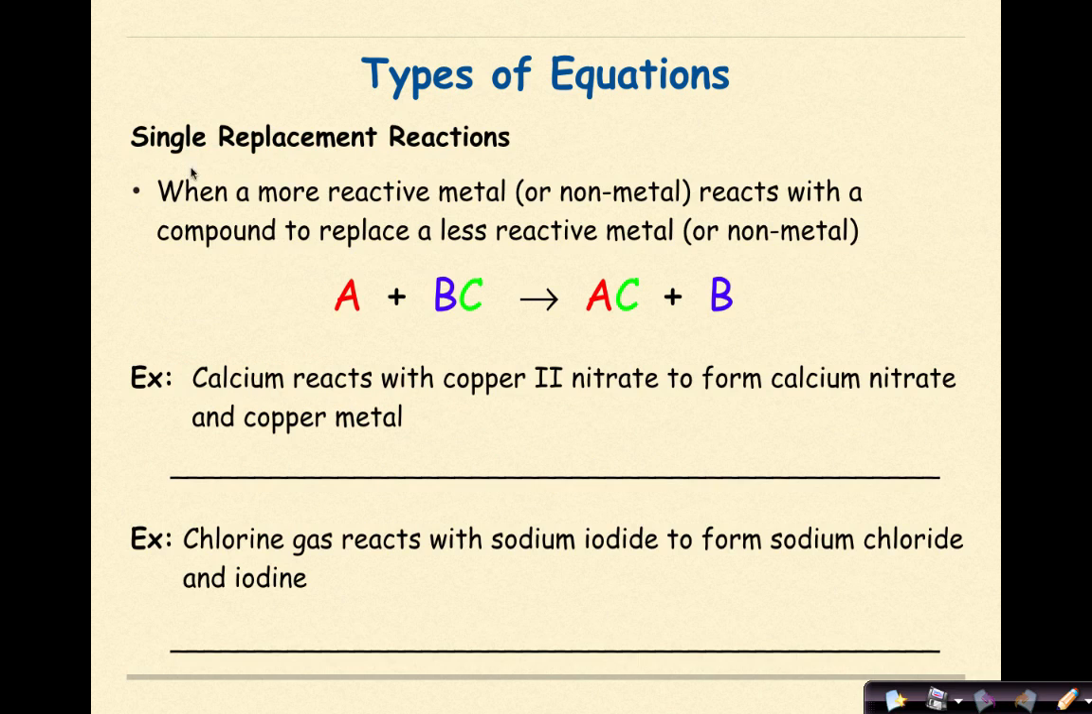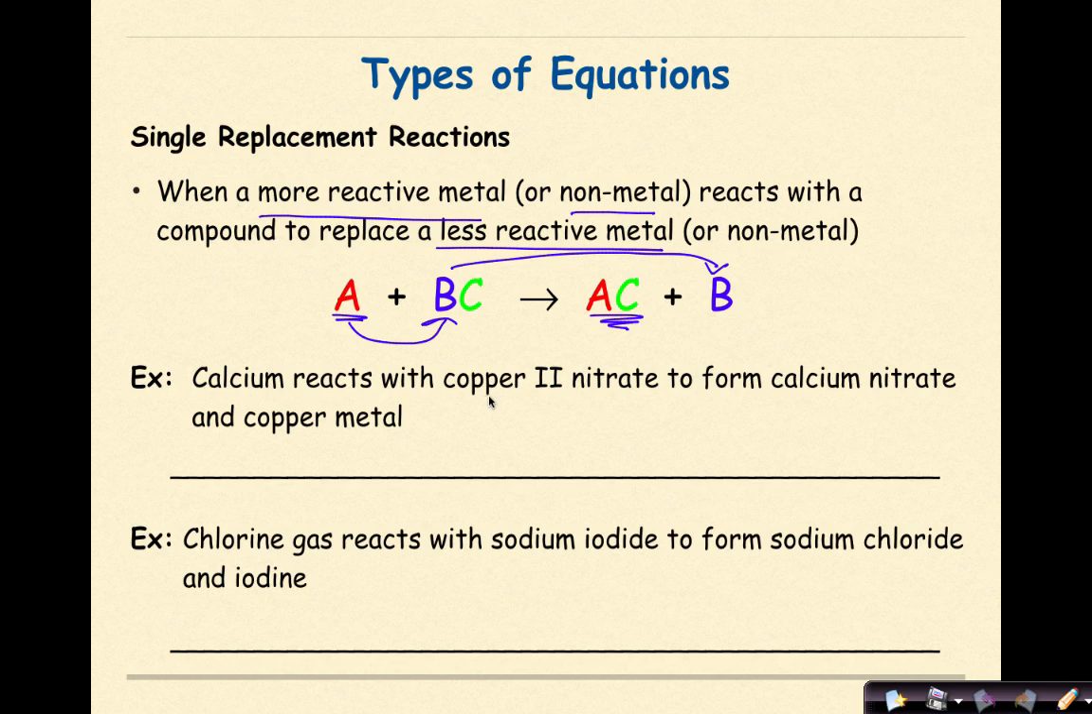Single replacement reactions. Absolutely need to know how to do these. A more reactive metal or nonmetal reacts with a compound to replace a less reactive metal or nonmetal. So symbolically, A is our more active metal. It's going to come in and kick out our less active metal. So B gets kicked out over here. And then A and C are going to hook up and form this new ionic compound.